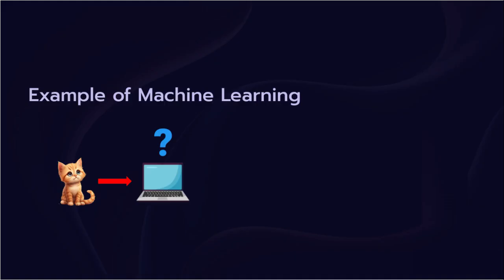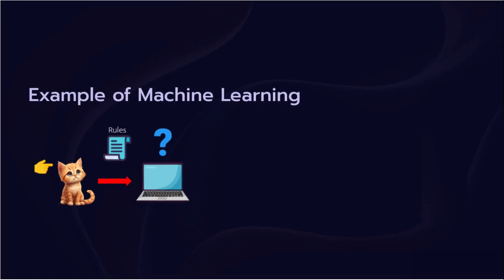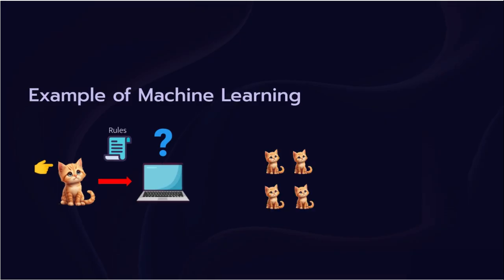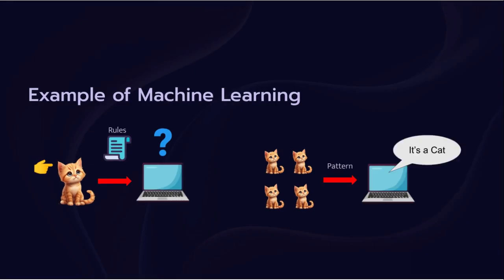For example, imagine teaching a computer to recognize cats in pictures. Instead of writing rules like, "Cats have pointy ears and whiskers," you can show it thousands of cat photos. Over time, the computer picks up patterns and learns what a cat looks like. Once trained, it can look at a new photo and say, "Yes, that's a cat."